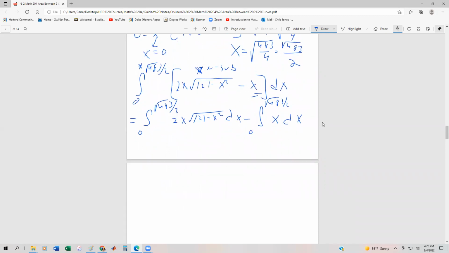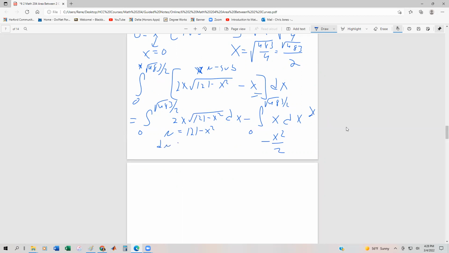Now, I'm just going to hold off on doing this one because I know that's going to be negative x squared over 2. No problem. And then obviously there's bounds. But for here, I'm going to let u equal what's under the radical. So we should be pretty good at u subs at this point. U equals 121 minus x squared.